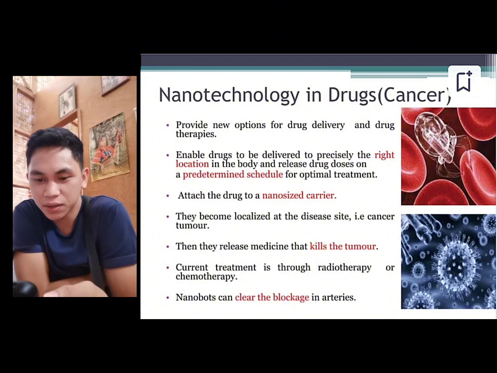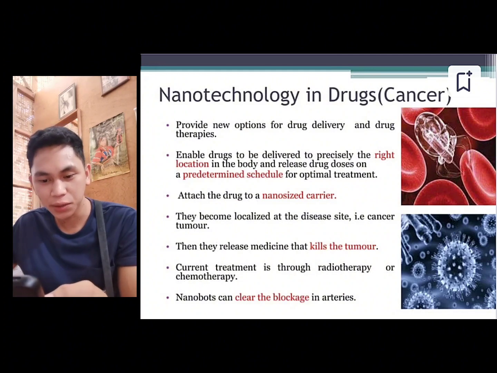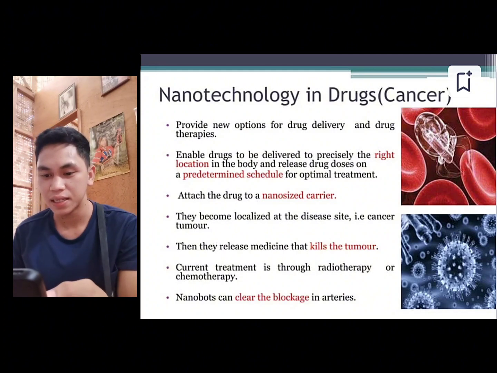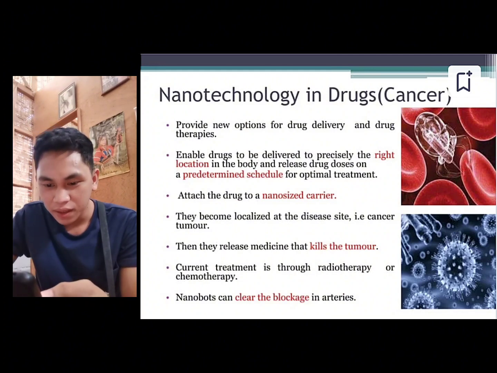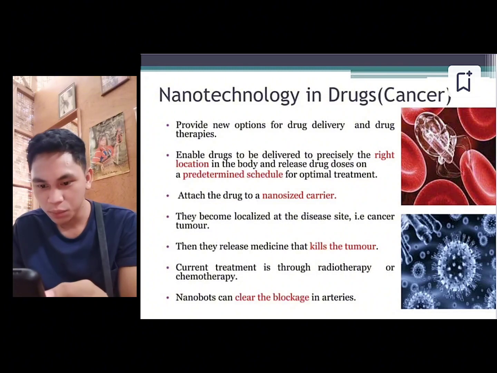Attach the drug to a nano-sized carrier. They become localized at the disease site, for example a cancer tumor. Then they release medicine that kills the tumor. Current treatment is through radiotherapy or chemotherapy. Nanobots can clear blockages in arteries.